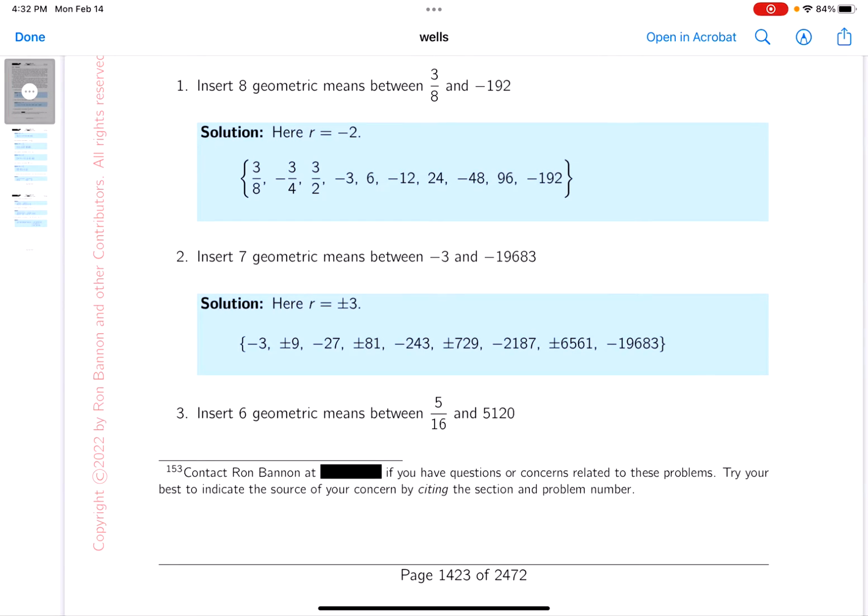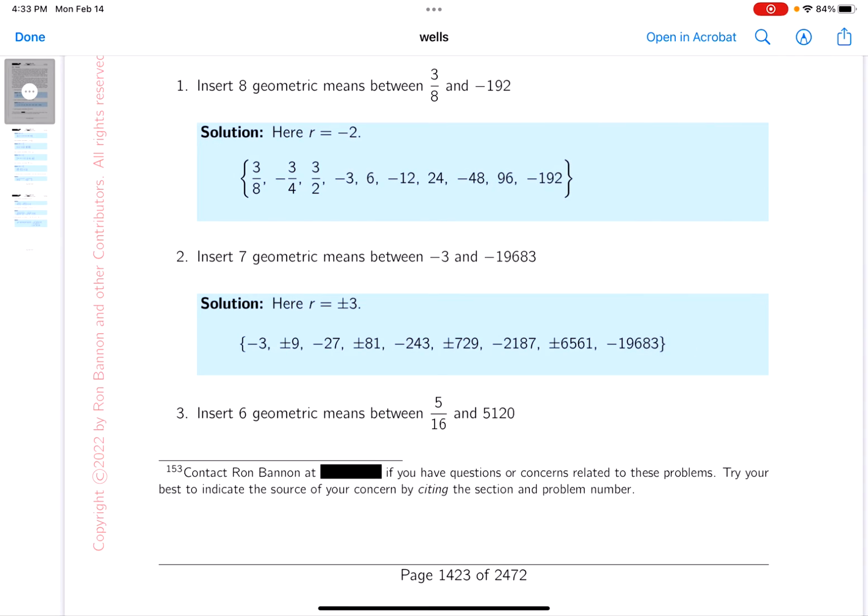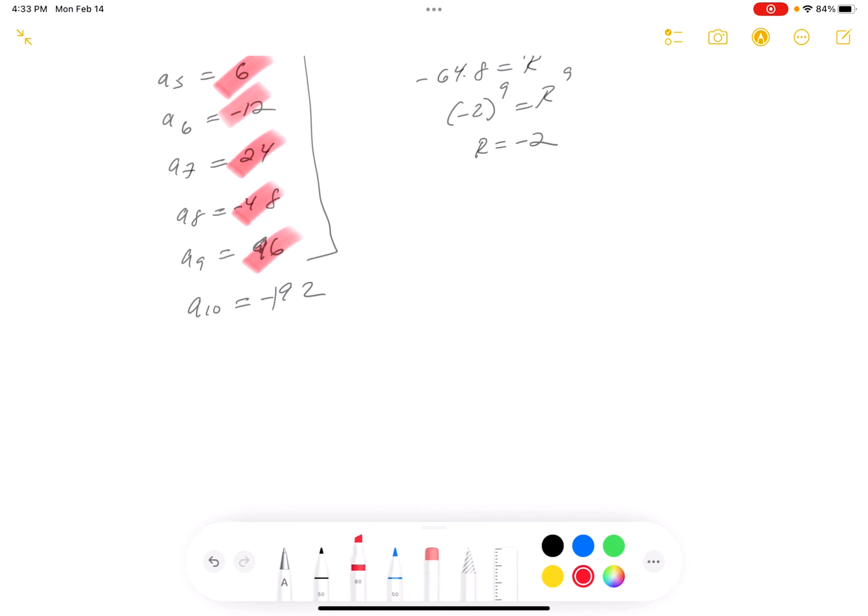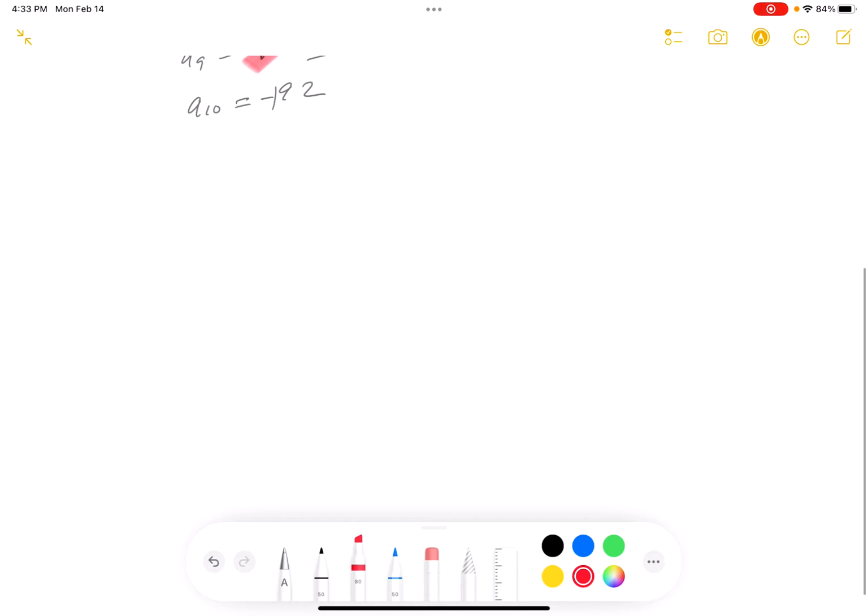Okay, I'm looking at problem number 2. Insert 7 geometric means between -3 and -19,683. So the first thing I would do, well, I think I should really go to the whiteboard because it's going to be tough fitting this in here. Let me see if I can do that. I'll push this up, and I'll write down what I'm seeing.